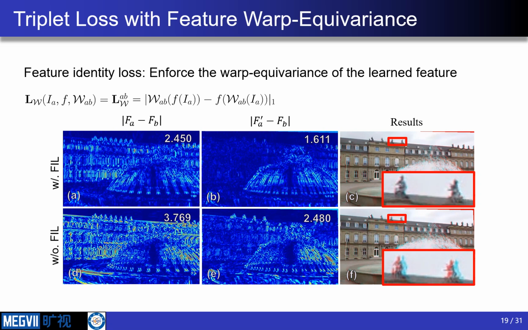As the figure shows, without FIL involved, the triplet loss is less than the one optimized with FIL, even though FA'-FB becomes larger. As a result, the alignment accuracy is downgraded without FIL.